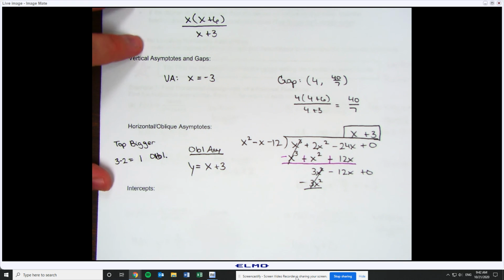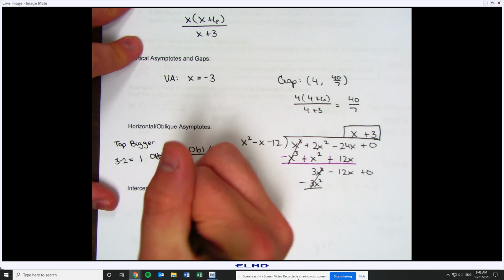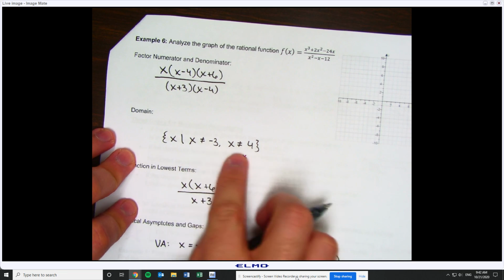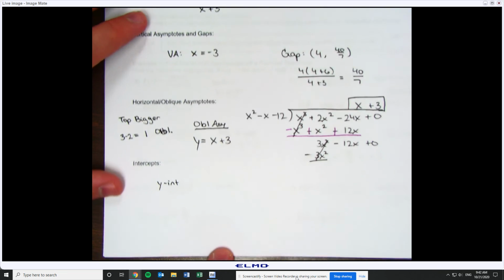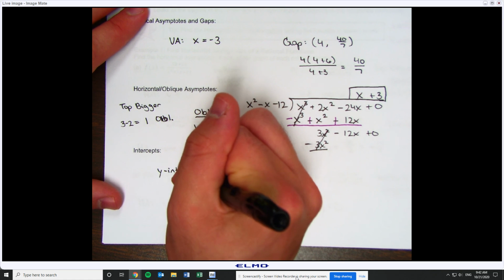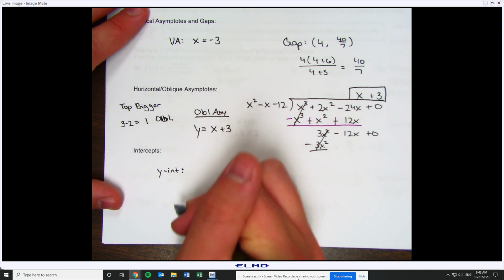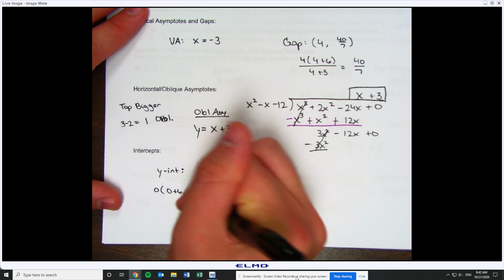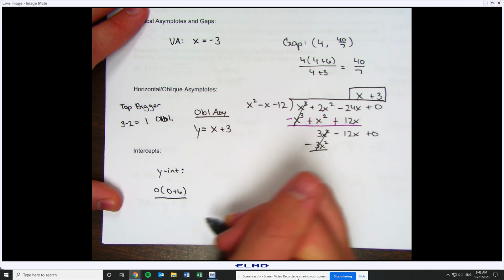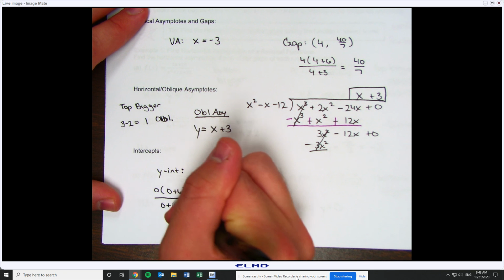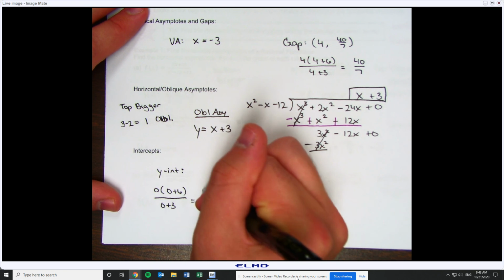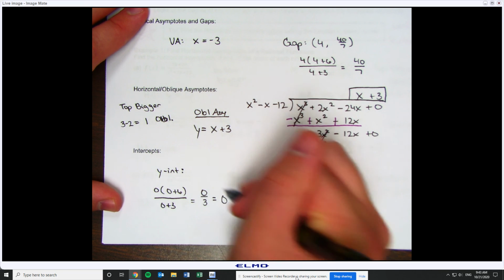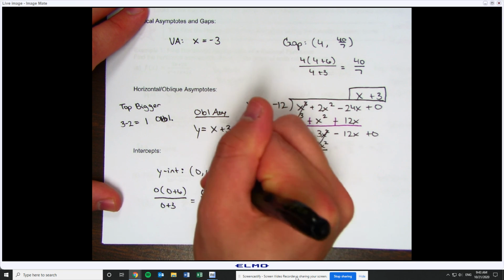Okay, now for the intercepts, I'm going to start with the y-intercept. Checking up here, I don't have 0 removed from my domain, so I know I can have one. Filling it in, I have 0 times 0 plus 6, divided by 0 plus 3. Well, 0 times anything is just going to be 0, and 0 divided by 3 is still 0.